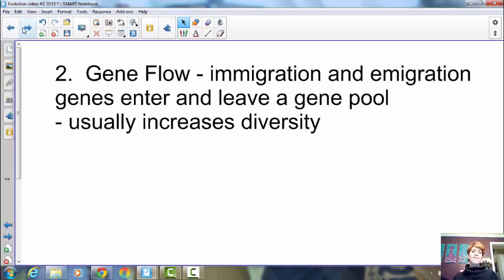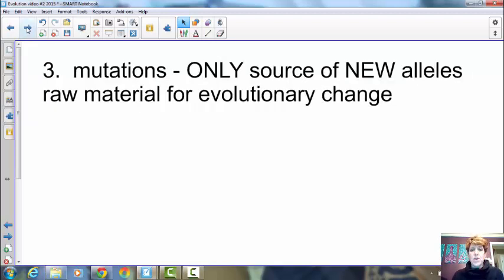All right, our second thing that causes evolution is gene flow. When you have genes that are entering and leaving your population, you have change. So evolution is all about changing those allele frequencies over time. There we go. Next one, mutations.